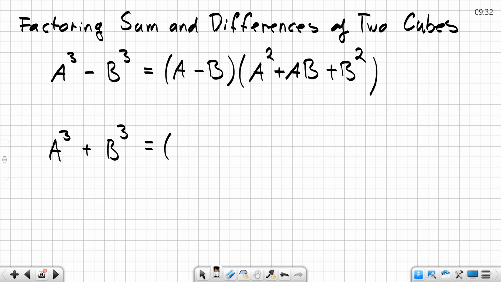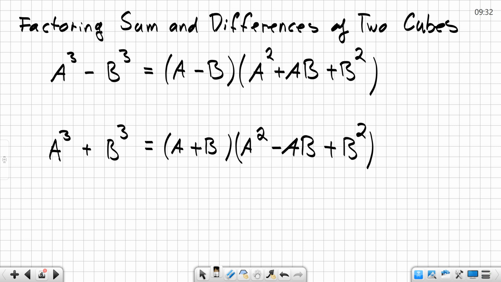The second one looks very similar. A cubed plus b cubed is a plus b times a squared minus a times b plus b squared. Think about SOAP. Well, what does that mean? The same sign as this, the opposite sign as this, and the last one is always positive. And I get SOAP. This works also for the addition of two cubes.